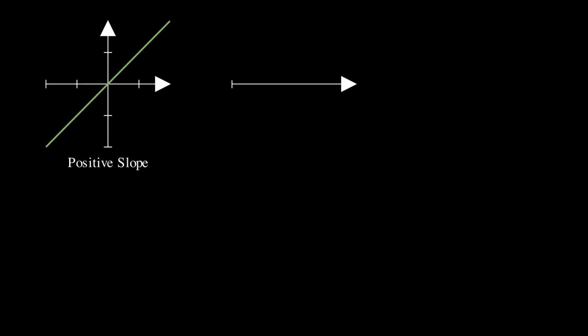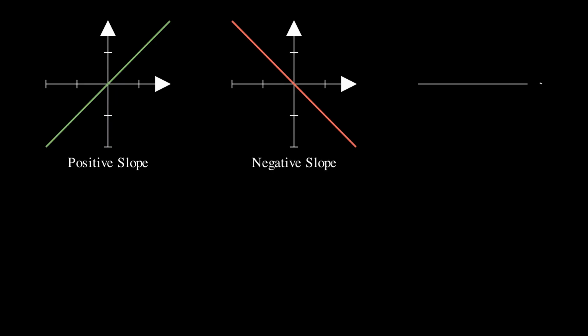Next, we'll look at the four main types of slopes you'll encounter. First is the positive slope. The line rises as you move from left to right. For example, the equation y equals 2x plus 1 has a positive slope of 2. Next is the negative slope. The line falls as you move from left to right. For instance, y equals negative 3x plus 2 has a slope of negative 3.